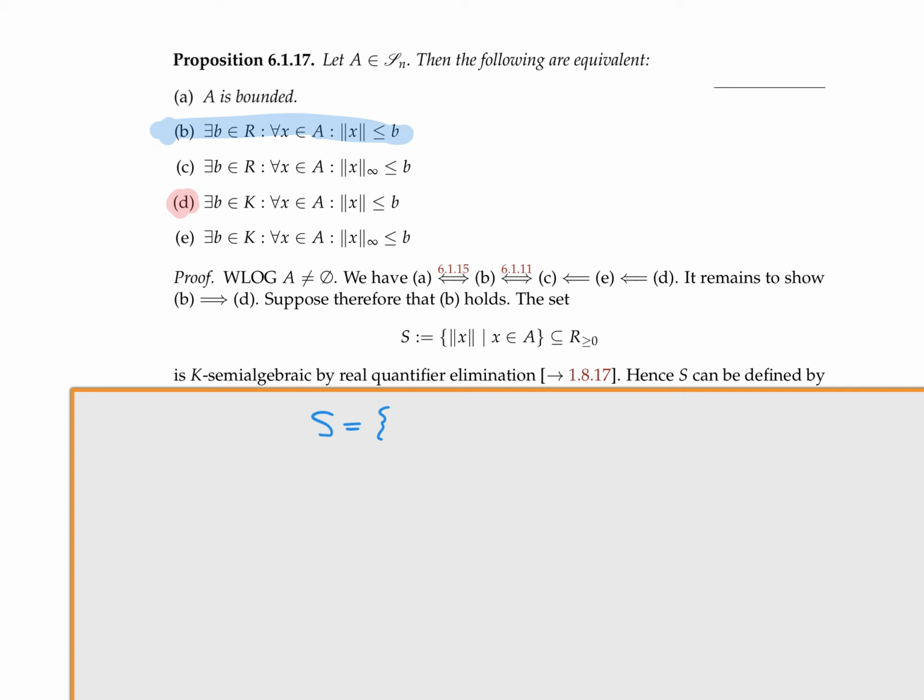6.1.2 in fact, right? So maybe I will change this in the notes. Both is okay, but it's actually not the full force of real quantifier elimination. It's just a reminder of 6.1.2.